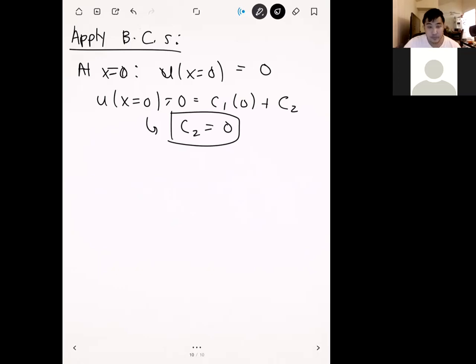Okay. And so now let's apply our other boundary condition. Our other boundary condition at x equal to L is simply going to be the following. At x equal to L, we have our Neumann boundary condition. So we have E times du dx.